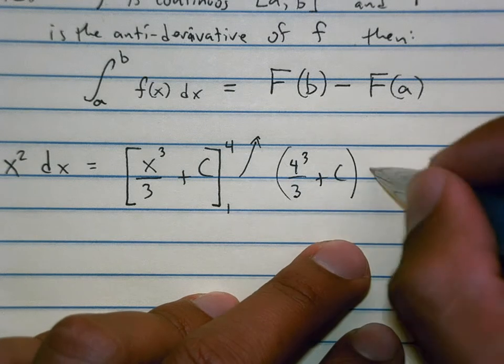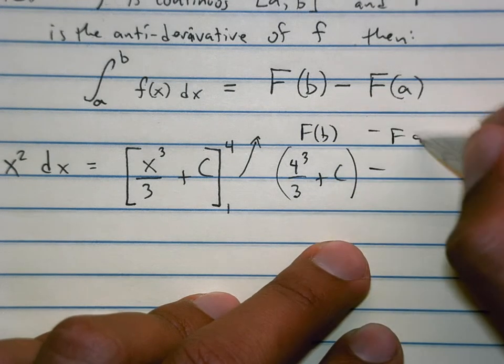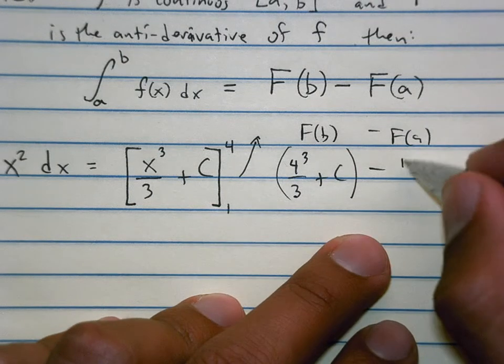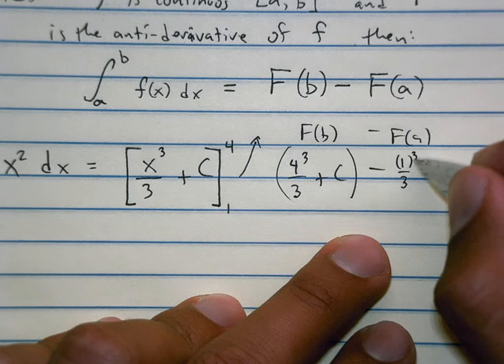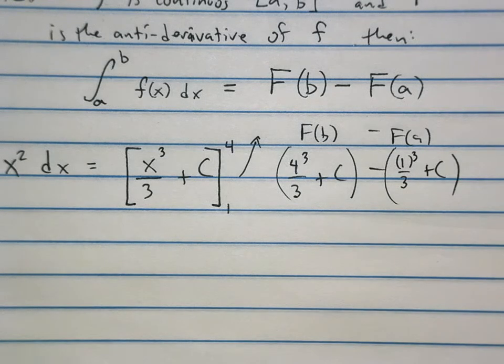And I'm going to subtract, this is our f of b, by the way, I'm going to subtract f of a. That means I'm plugging in the smaller number. 1 to the third plus c. And I'm keeping it in parentheses so I can stay organized.